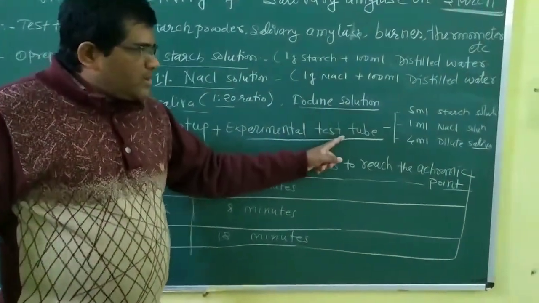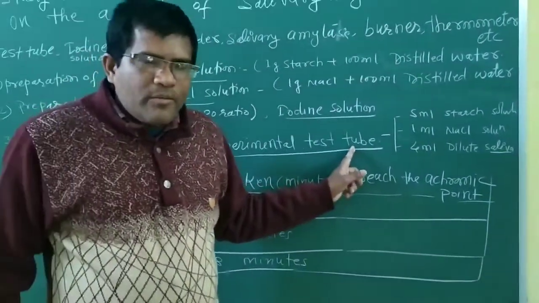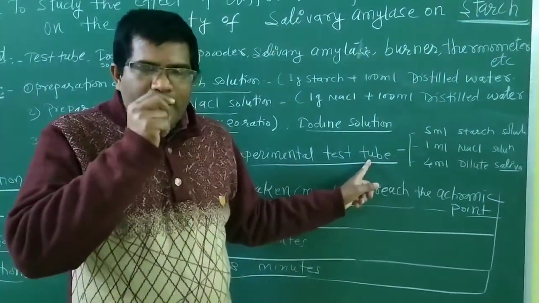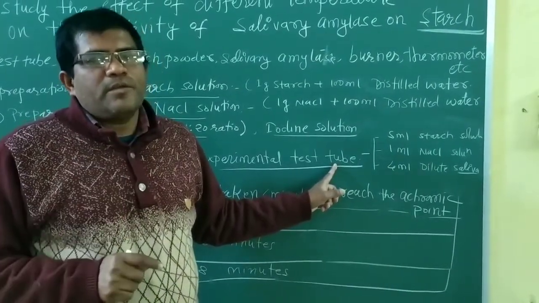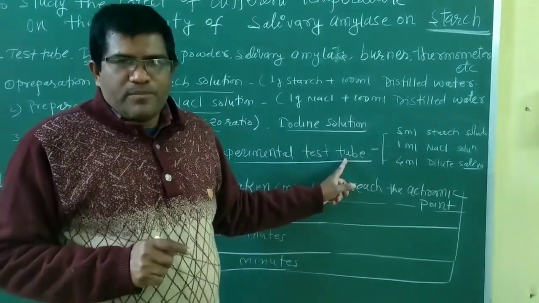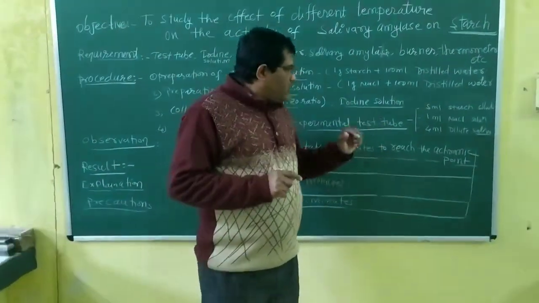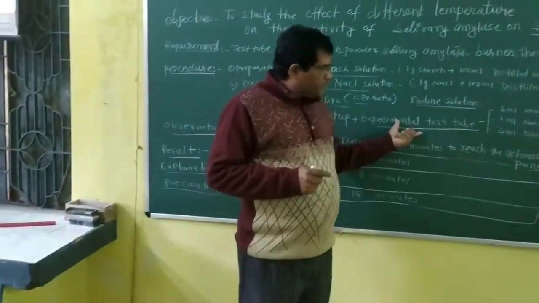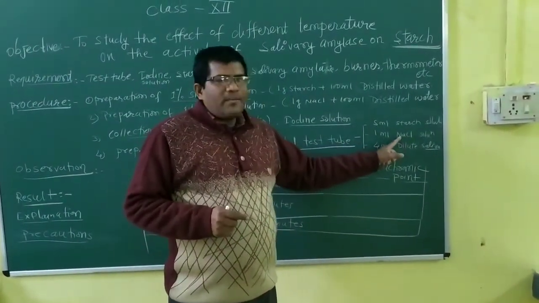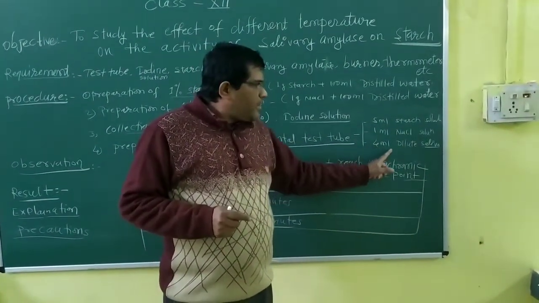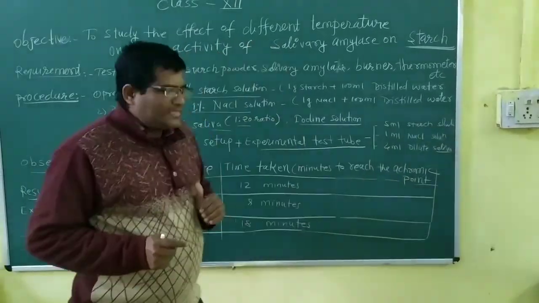In the experimental setup, we have 3 beakers. In one beaker there is ice, in another beaker the temperature is 30°, and in the third beaker the temperature is more than 50 degrees because there is boiling water. Each test tube has 5 ml of starch solution, 1 ml of NaCl solution, and 4 ml of diluted saliva.